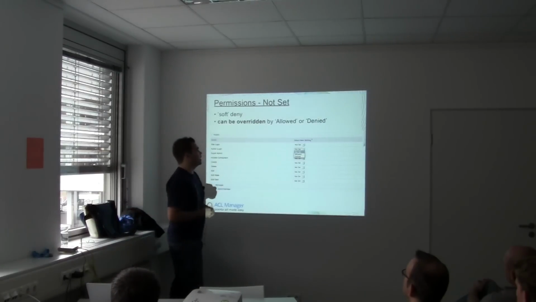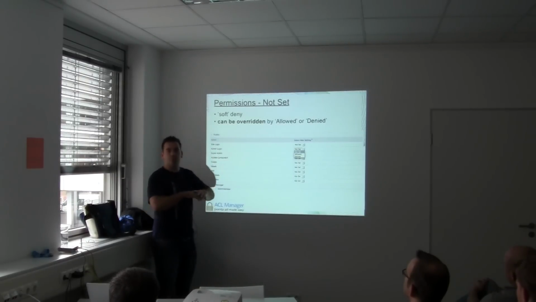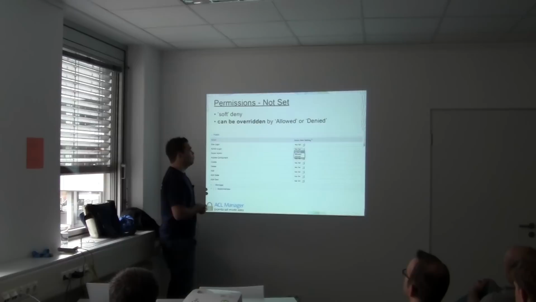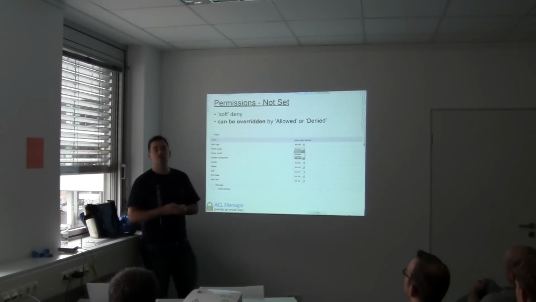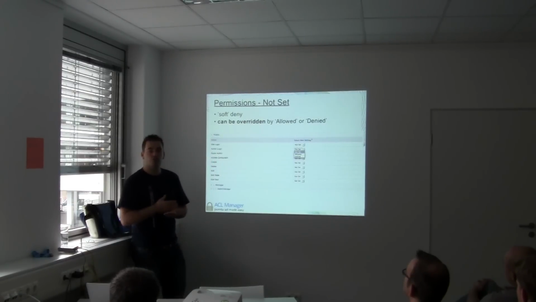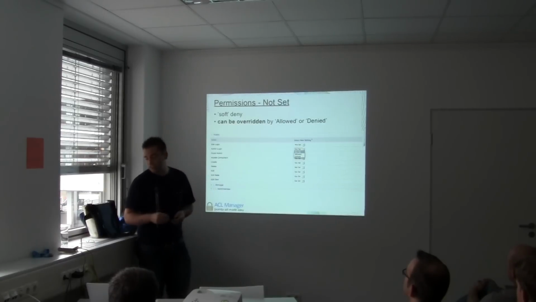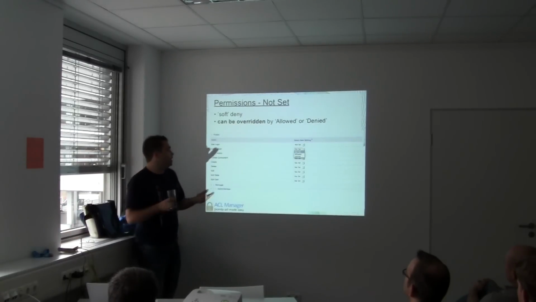The first one is not set. We only see that in the public user group in the global configuration. That's the base of Joomla. When something is not set, a user group is not able to perform that action. You really need to allow something before a user group is able to perform an action. So that's the base, and not set is actually the same as denied.